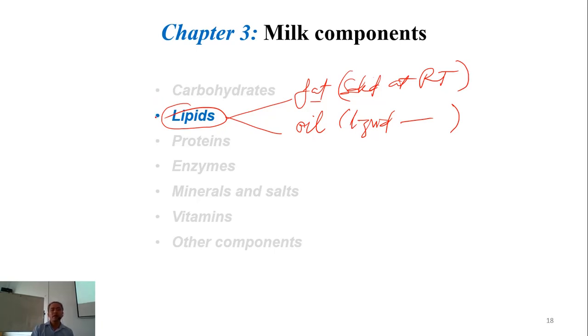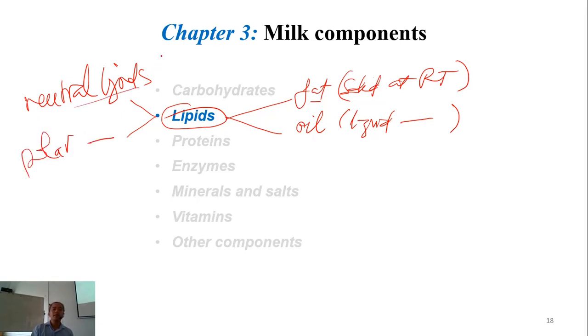But we can divide lipids into neutral lipids and polar lipids. Neutral lipids are actually triglycerides. Neutral lipids are hydrophobic. They hate water. They are not miscible with water.